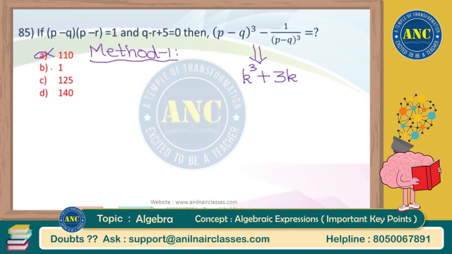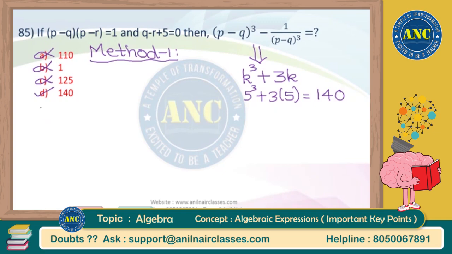This cannot be the answer. 1 is not of the form k cube plus 3k. 125 is exactly of the form k cube. The answer for this question is 140. 140 is nothing but 5 cube, 125, plus 3 into 5. 125 plus 15 is 140. The easiest way of solving this question is this particular method that I solved right now, and this will be the most beautiful method to be implemented.